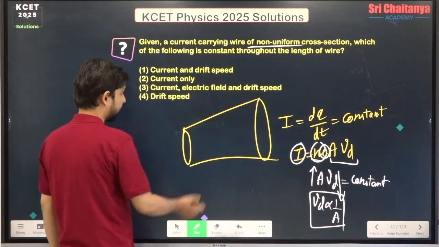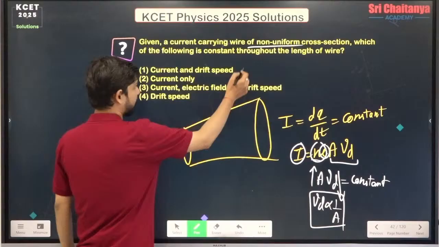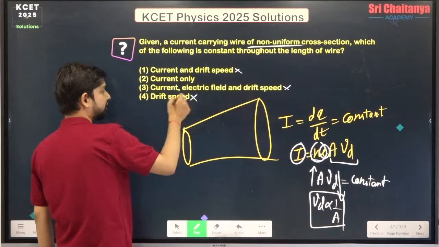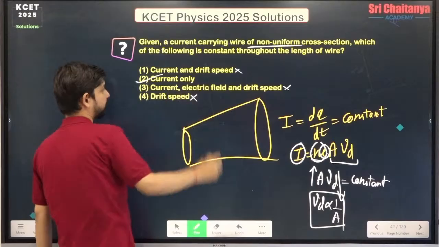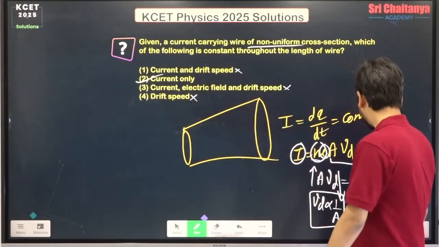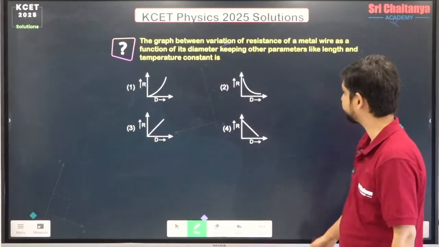So this first cannot be our option because drift speed is given. This can also not be our option because drift speed is given, as well as this. So the correct option will be our second option, current only. So current is the only thing that is going to be constant here. Now let's move to the next question.